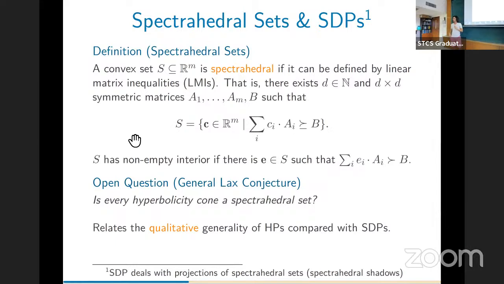Okay. Because spectrahedral shadows, we know that they're more general than spectrahedral sets, because they can have singularities that spectrahedral sets cannot have. So, for example, the ice cream cone is an example. We can discuss it offline. So spectrahedral sets are also a little bit more general, but you can also ask the same question, right? And it's still open.